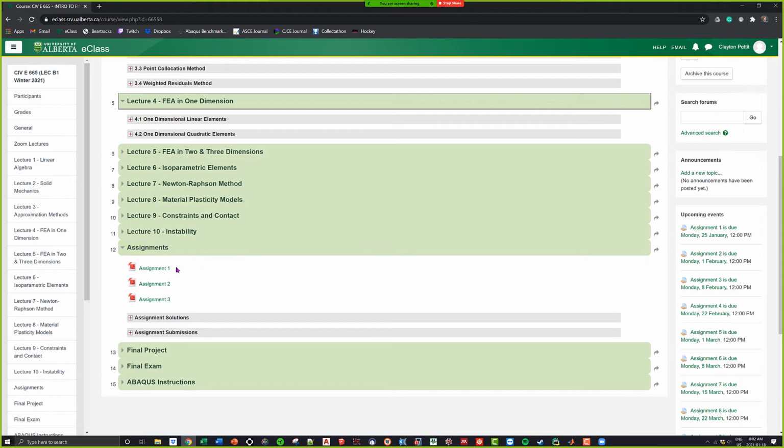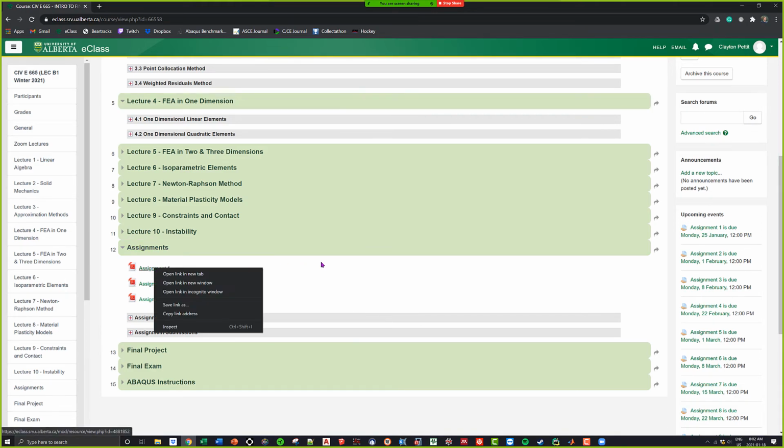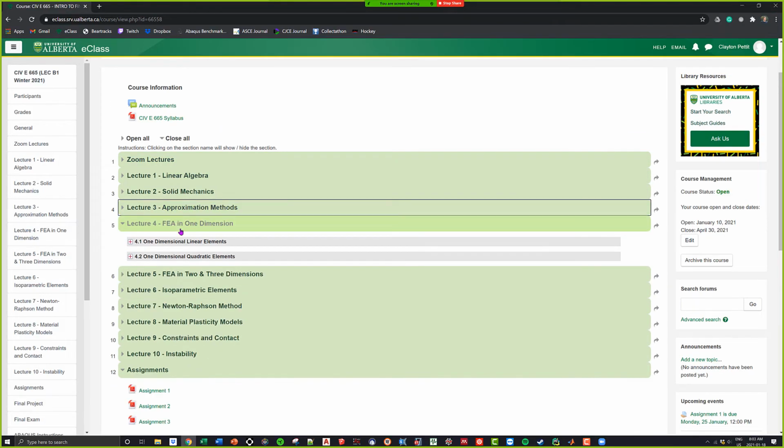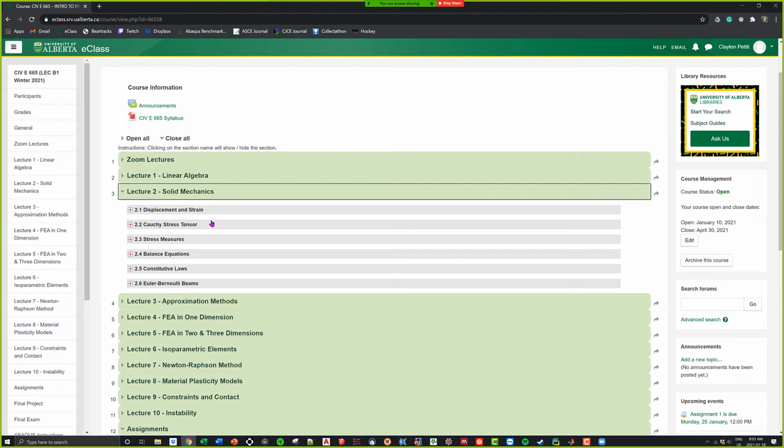Now, we also have an assignment due next week, so I'm going to be going over assignment 1 in the third part of the lecture. I split the lecture up into basically 1-hour sessions. In the first session, we're going to go over displacement and strain, as well as the stress tensor. In the second, we're going to go over the stress measures, balance equations, and constitutive laws. And finally, in the third hour, we're going to look at Euler-Bernoulli beams.